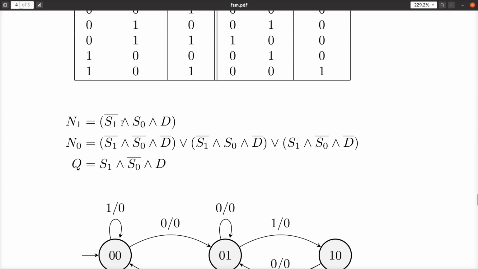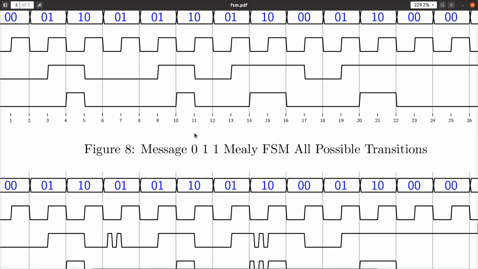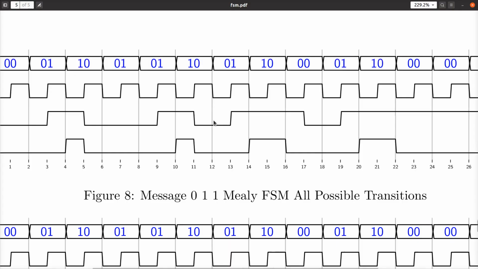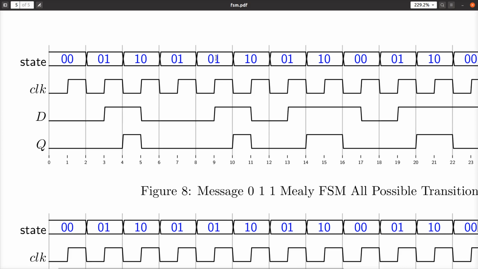Here's a state, or rather a timing diagram, for the Mealy machine. This one shows all possible transitions like we saw before on the Moore state machine. What happens in here is that the Q, let's zoom in as much as we can here. There's a couple of these. This is all possible situations. So you've got state 0, state 1, state 2, 1, 1, 2, and so on.